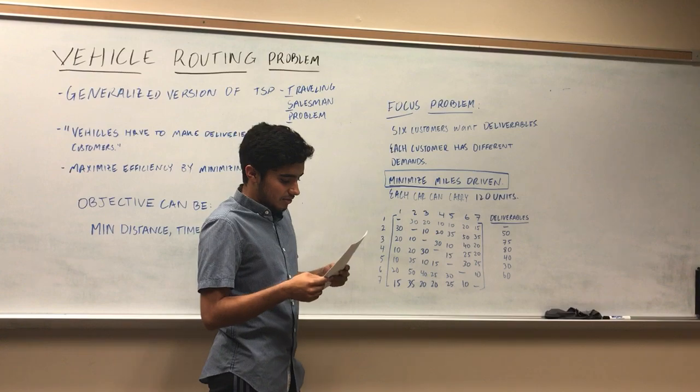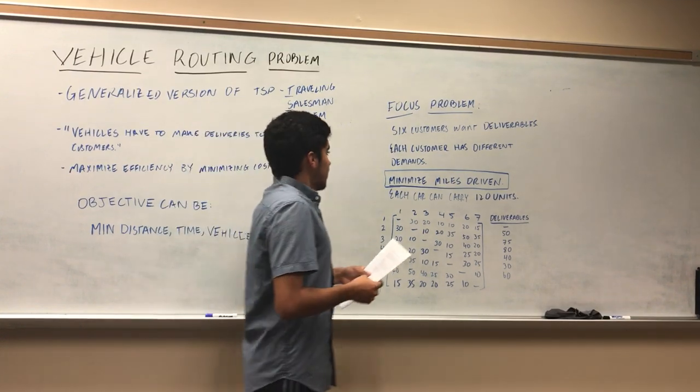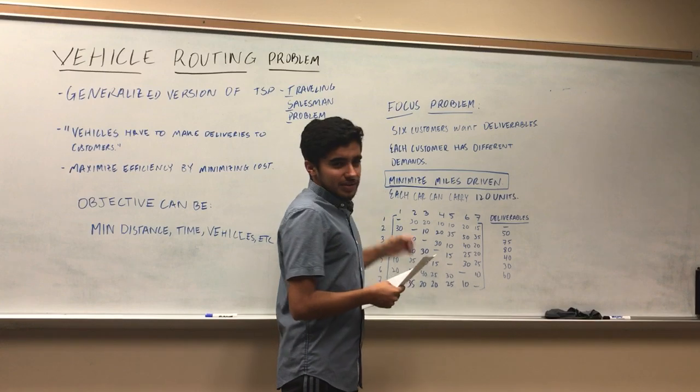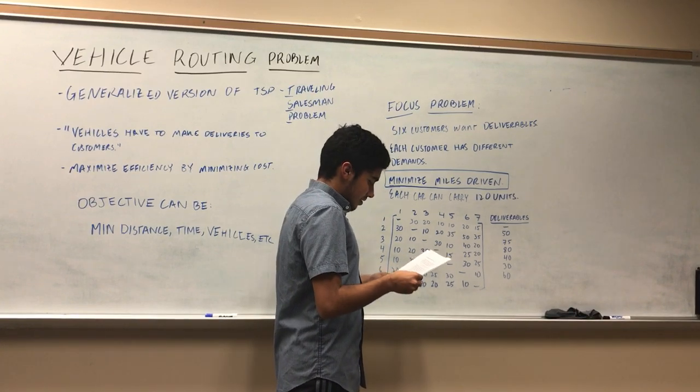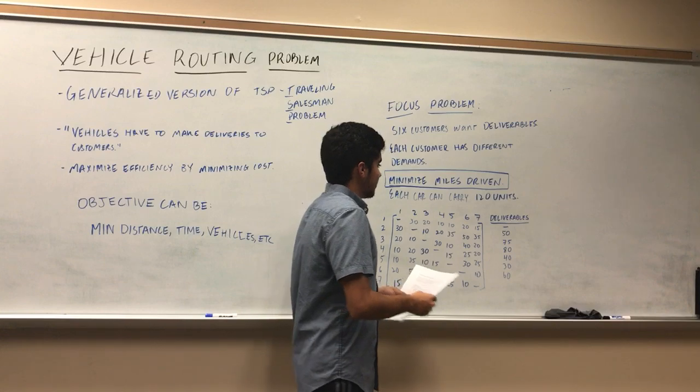So using 3 cars, we're going to minimize the number of miles driven, not the number of cars that we need. We're going to have to start adding constraints to our mathematical formulation.